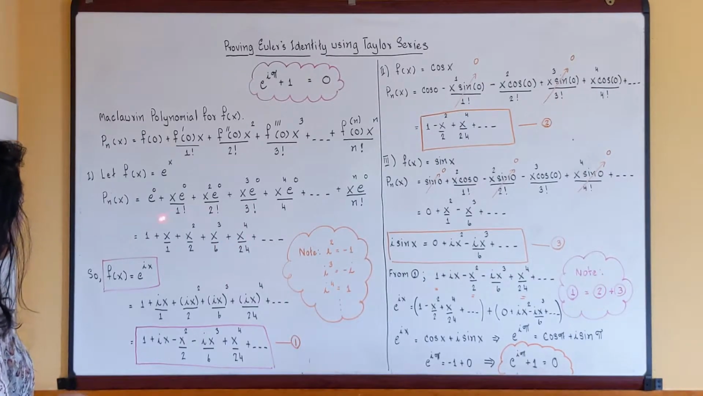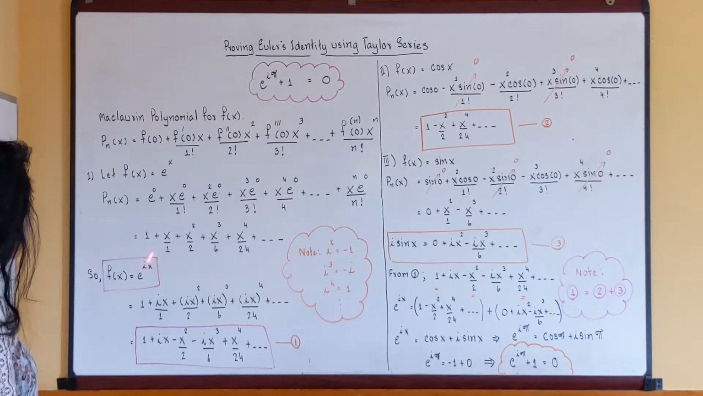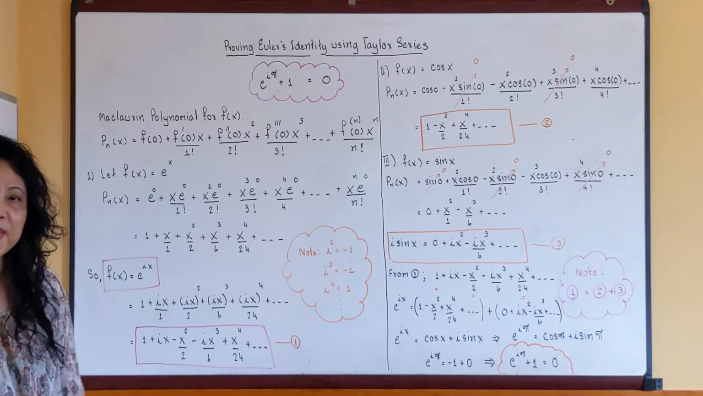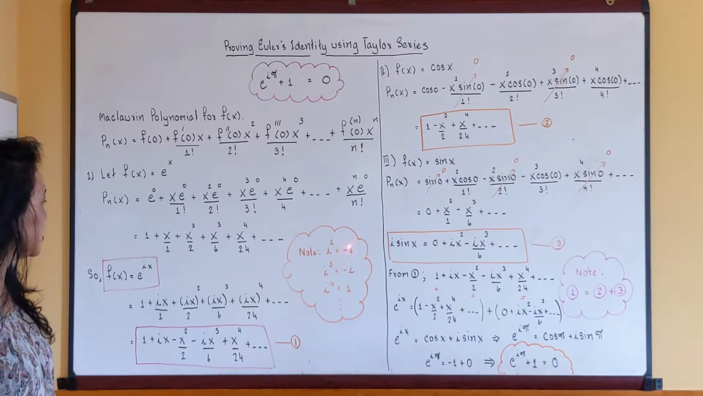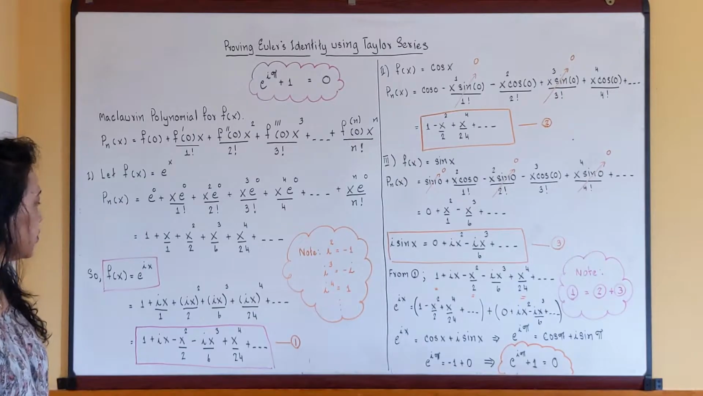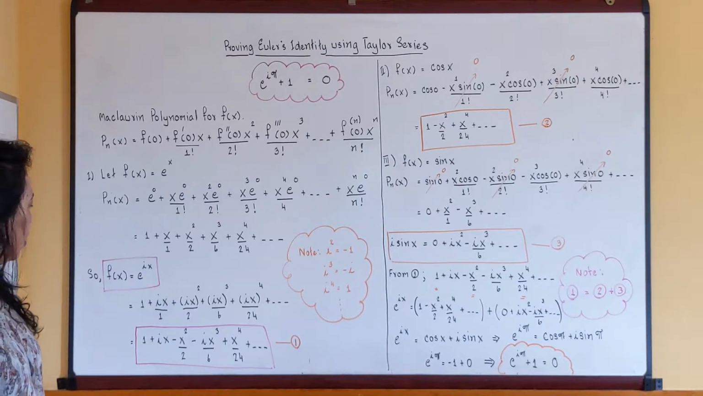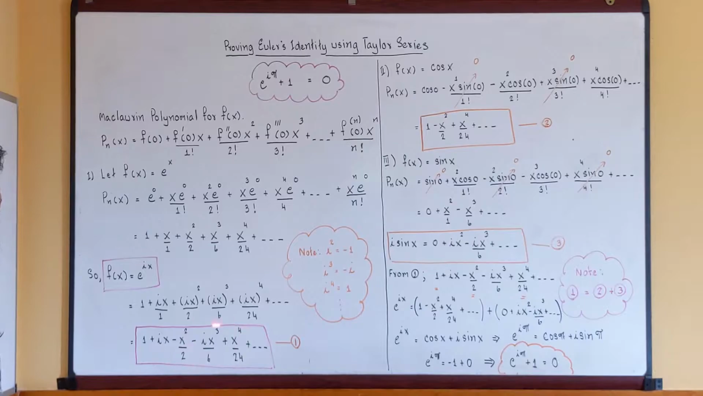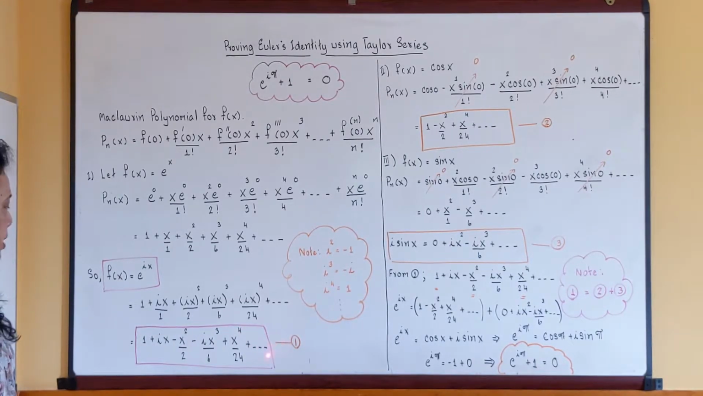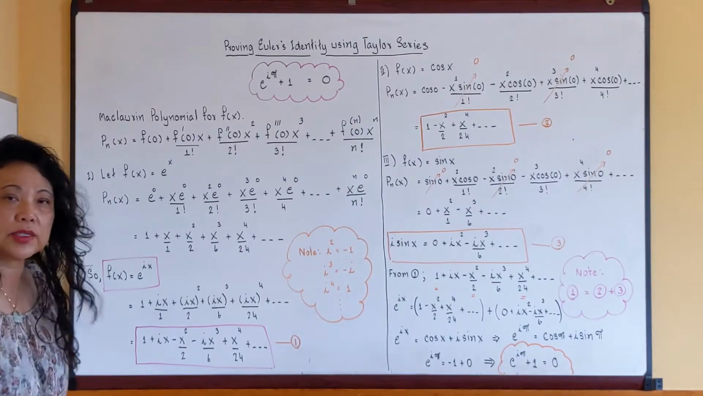Since I have this one, I'm going to replace x by ix, where i is the imaginary number. So I end up with this whole series. Now if you remember, i is the imaginary number, i squared is -1, i cubed is -i, i to the 4th is 1. So I replace all that in this series and I end up with the first equation here. I'm going to leave the first equation here for now. We're going to come back to it later.